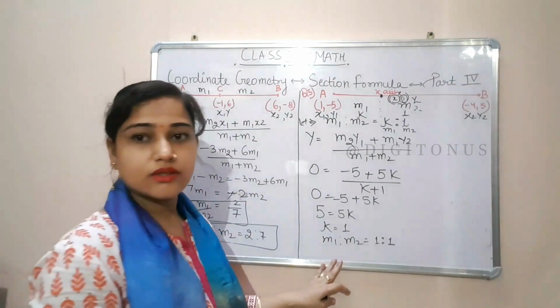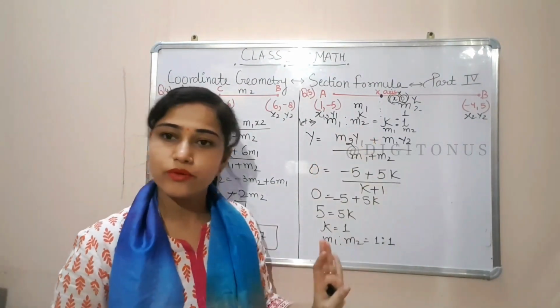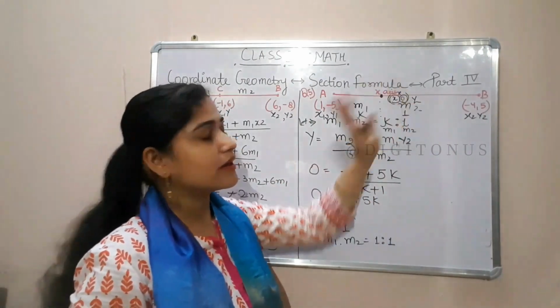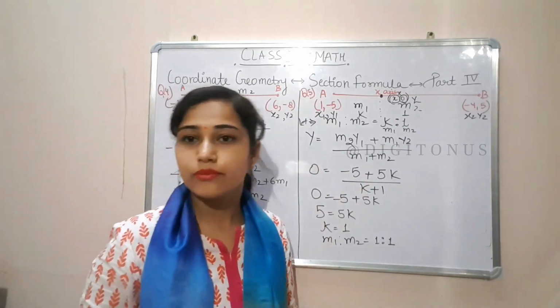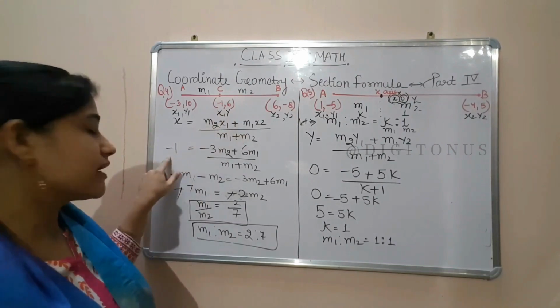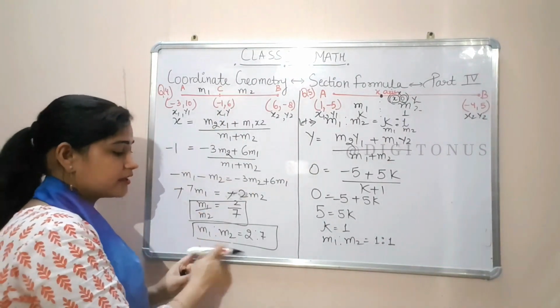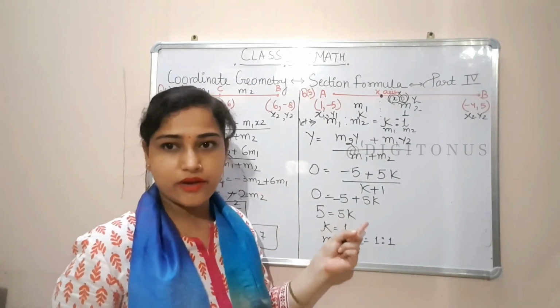In this question also, students, you can find out the value of m1 ratio m2 by putting m1 and m2 only, because one coordinate point value we already know. Through y you can find the values of both m1 and m2, just as we found them here, where we put the x value and found the m1 m2 ratio. Like this, here also we can find out.